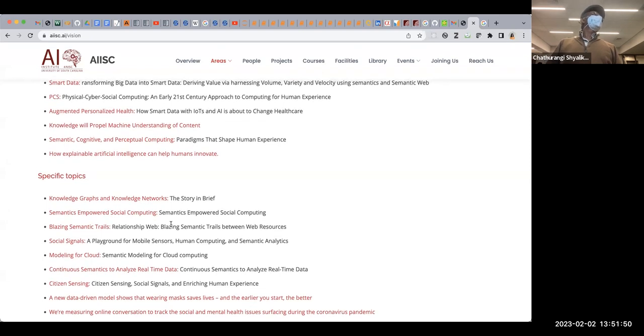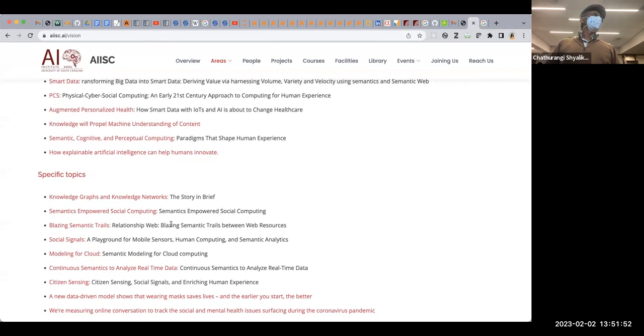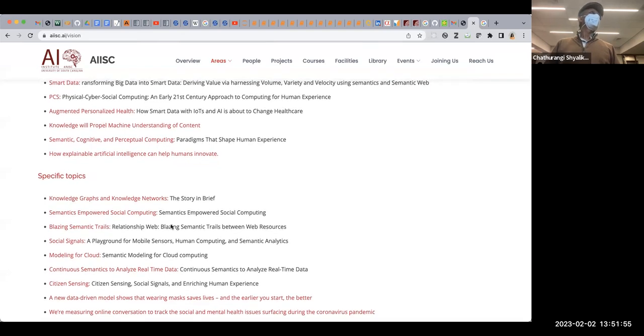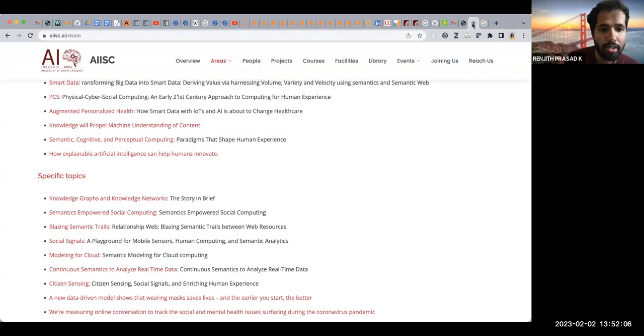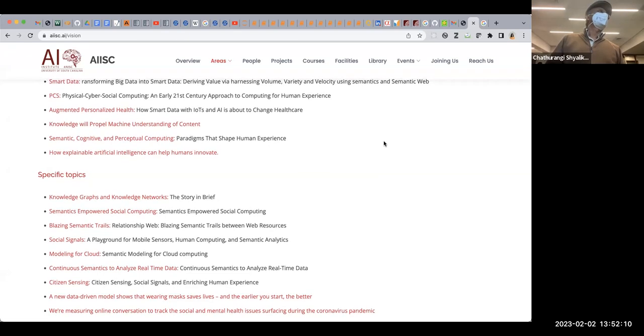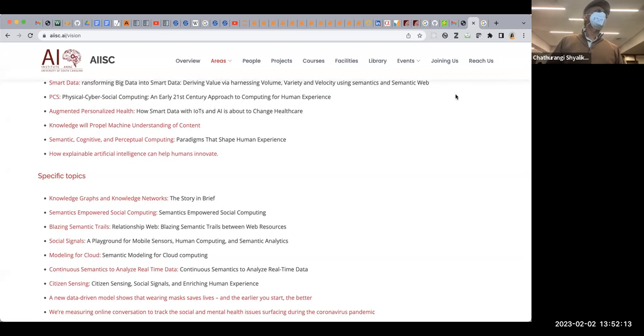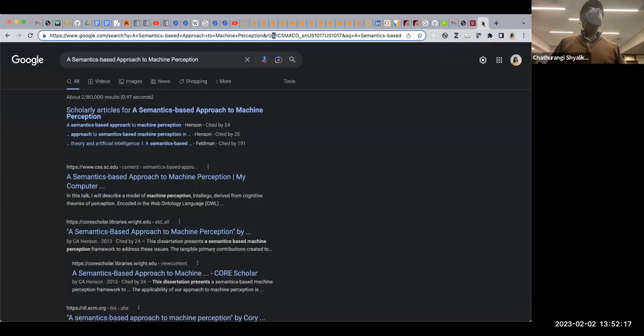Do you see semantic perception here? There was a semantic, cognitive, and perceptual computer. No, that is separate. That's my vision paper that you guys are going to discuss. We are trying to find the derivation. Yeah, but there is a paper that will be easier to.